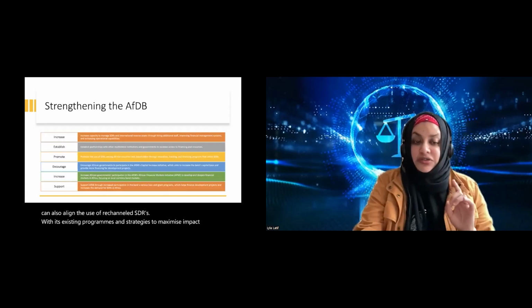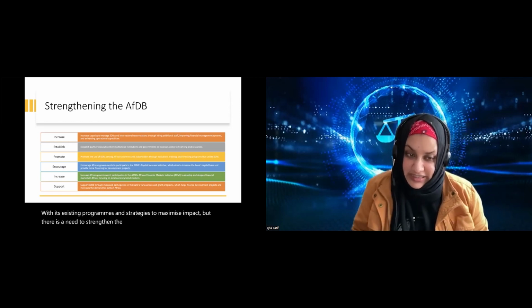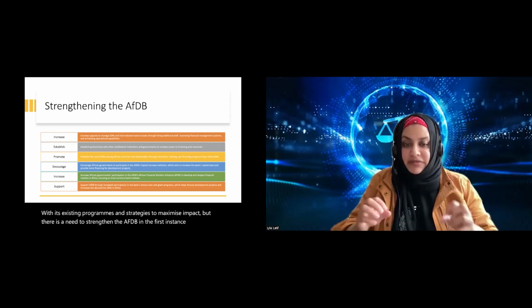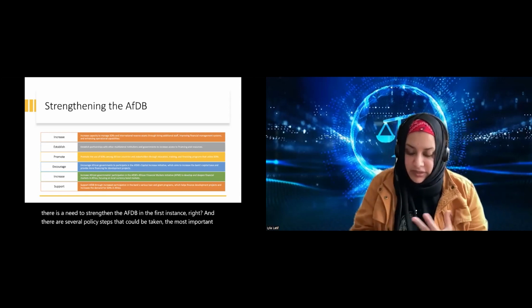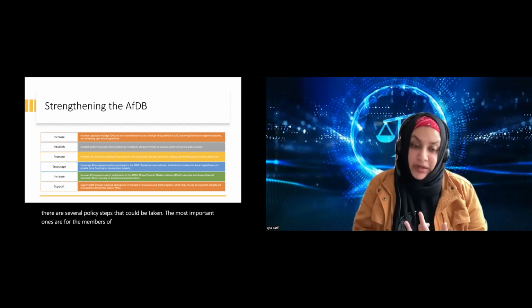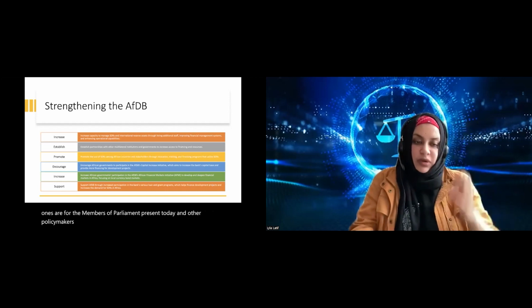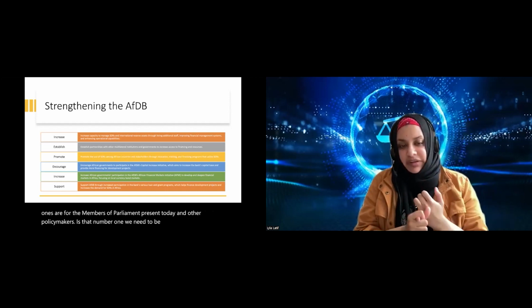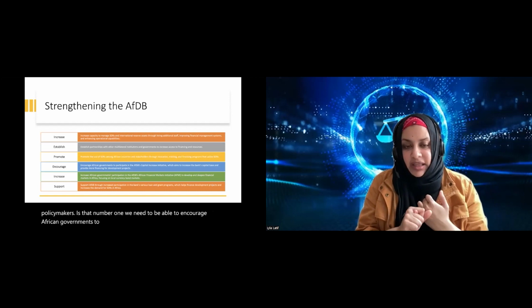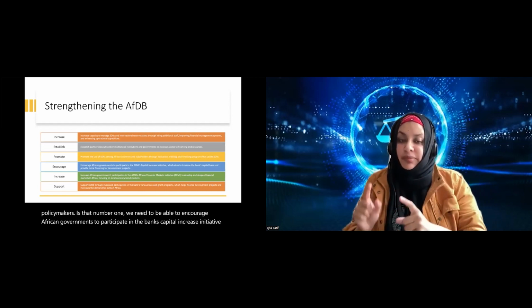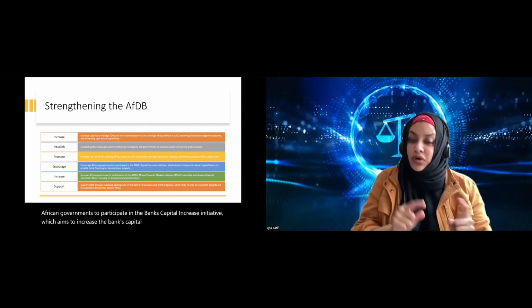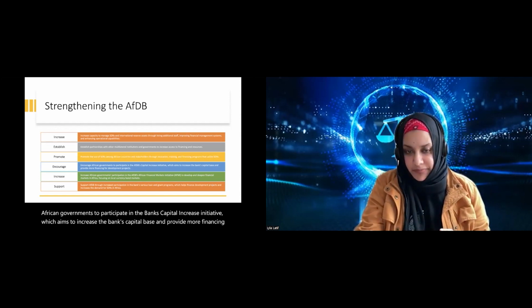But there is a need to strengthen the AFDB in the first instance, right? And there are several policy steps that could be taken. The most important ones, for the members of parliament present today and other policy makers, is that number one, we need to encourage African governments to participate in the bank's capital increase initiative, which aims to increase the bank's capital base and provide more financing for development projects.